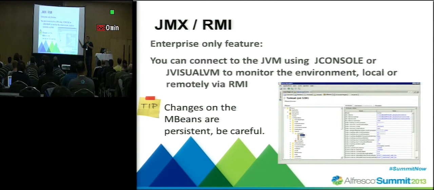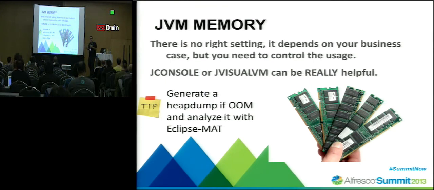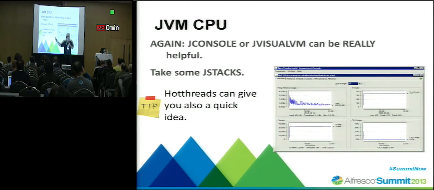To control the memory and the CPU, in Enterprise we have the JMX RMI, and it could be very, very helpful. The memory, CPU, all these kinds of performance. You need to control them. There is no right size, there is no bad size. Find your own Java opts settings to control this. Also, generate heap dumps if you suffer an out of memory and analyze this later. It really can help.